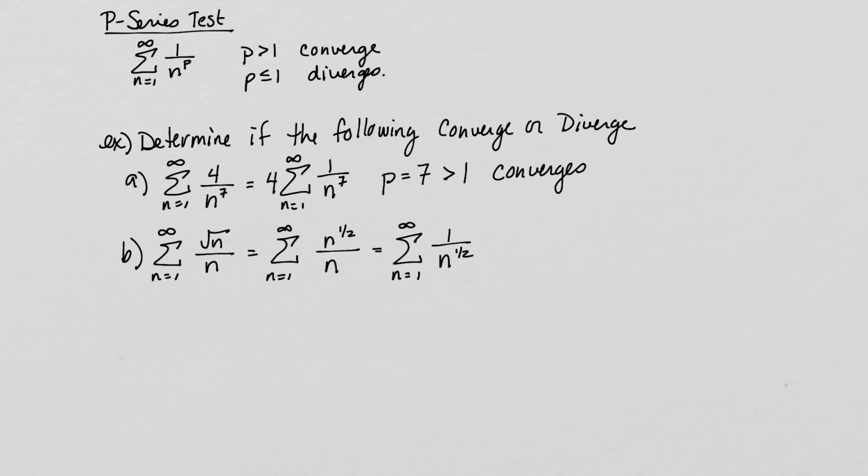So now it looks like a P-series. Okay? And what's my P? Yeah, 1/2. Is 1/2 bigger than 1 or less than or equal to 1? Yeah, it's less than or equal to 1, so it diverges. So if you happen to have a couple different things happening with n, and they're multiplied or divided, it's probably a P-series, and you just have to rearrange the terms a little bit. But otherwise, P-series are pretty nice.